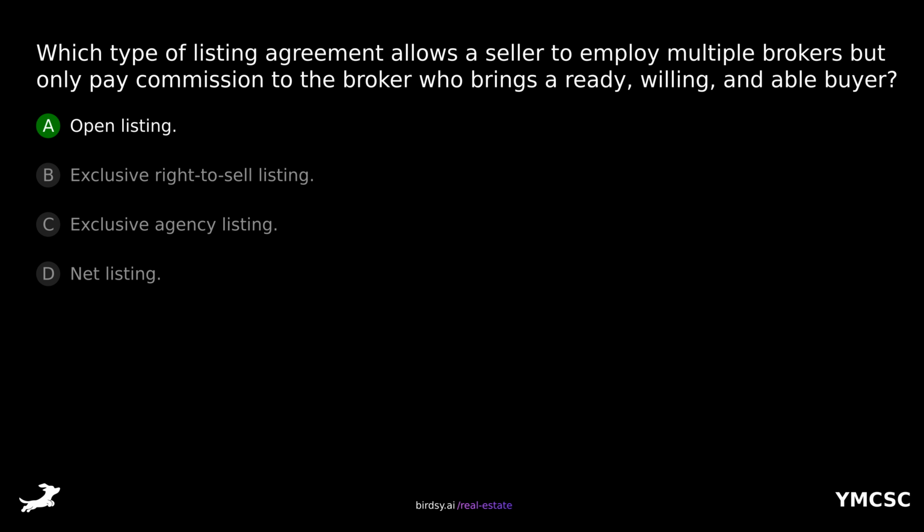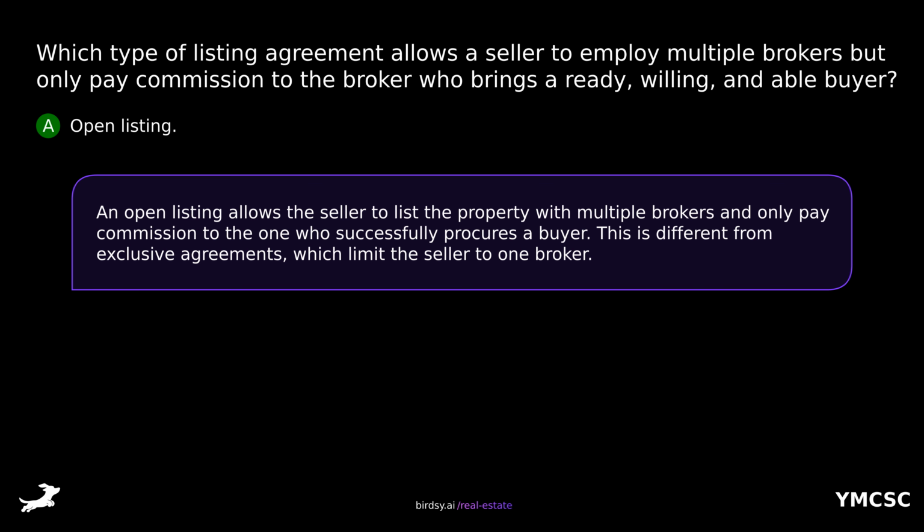Open listing. An open listing allows the seller to list the property with multiple brokers and only pay commission to the one who successfully procures a buyer. This is different from exclusive agreements, which limit the seller to one broker.